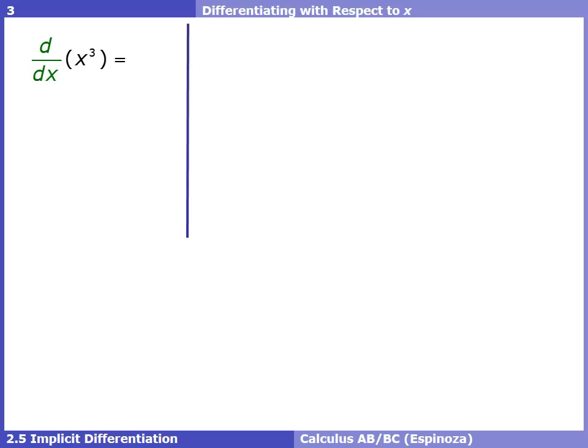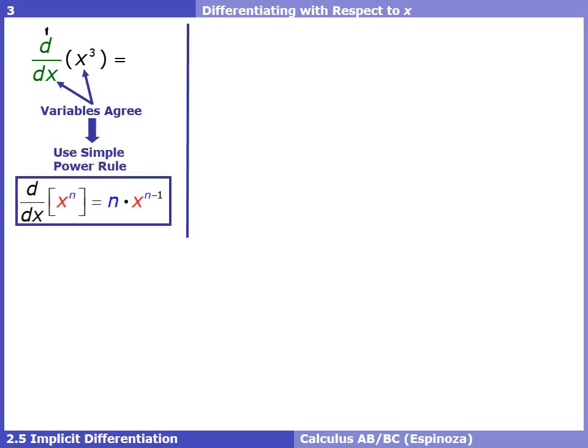Okay, so let's practice taking some derivatives again, but showing the notation a little more technically than we have in the past. So what are we doing here in this first example? Well, we're being asked to take the derivative with respect to x of x cubed. So something I need to point out that we really haven't pointed out before. These two variables agree. We're taking the derivative of an x term with respect to x. So they match each other. They agree, which means we can take the derivative the simple way. Just use the simple power rule. Don't need to overthink it. And of course, that's just 3x squared.